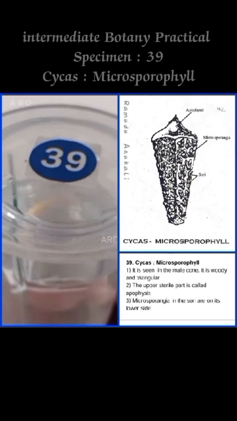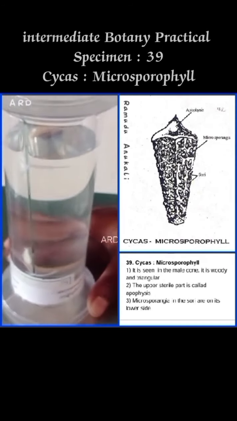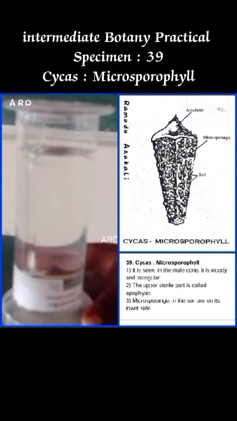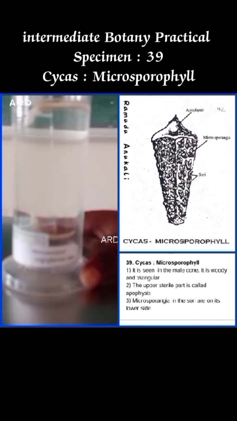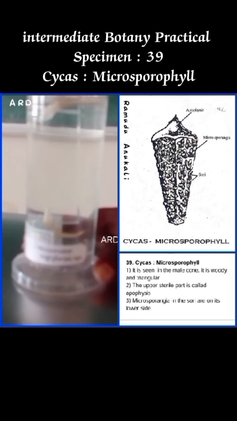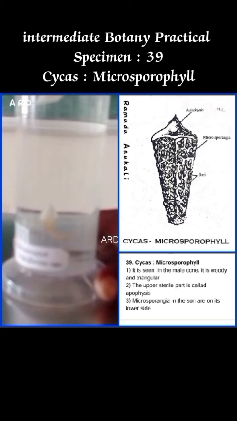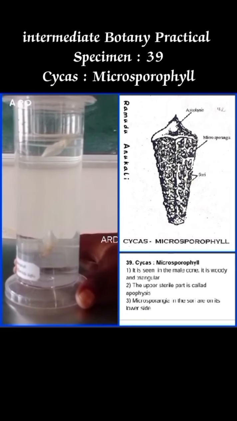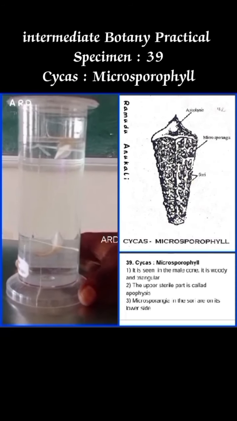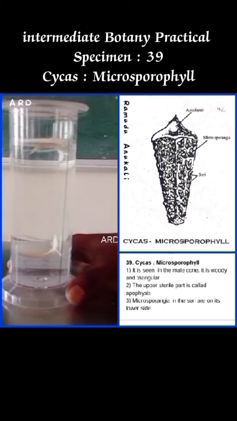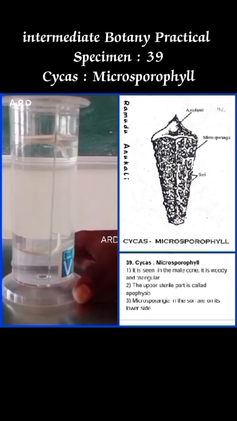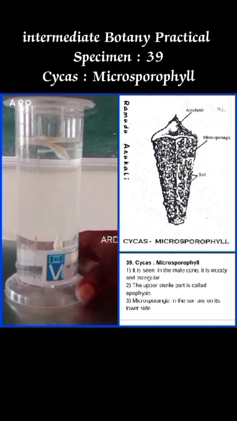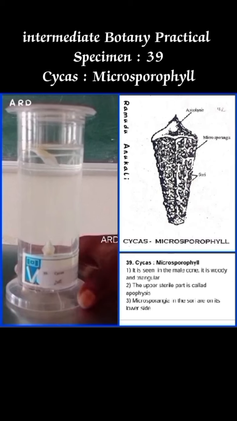Number 39. Specimen. Cycas microsporophyll. It is seen in the male cone. It is woody and triangular. The upper sterile part is called apophysis. Microsporangia are in sori on its lower side.